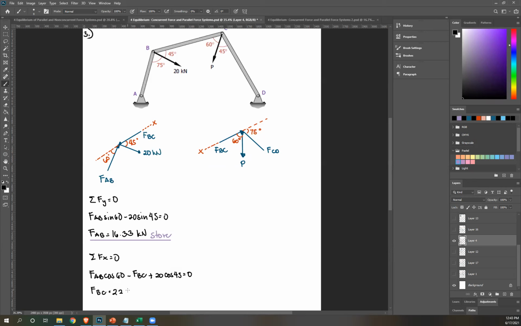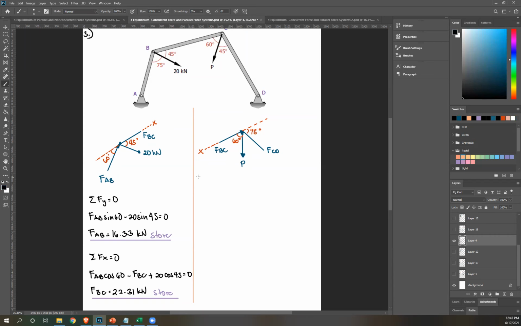22.31. And this is what we need for the other free body diagram. So once again, store. And then we're going to use that for this part. Okay. Again, we're concerned with P. Okay. If I do summation of forces y, FBC won't be included, but FCD is still unknown. So I still need to solve for FCD, right? So I can't directly do that.